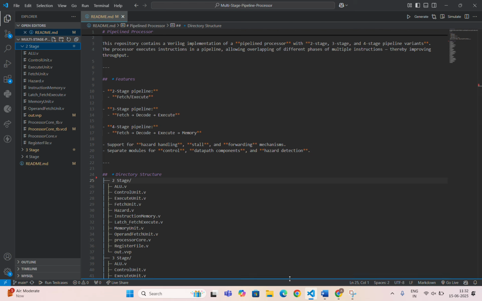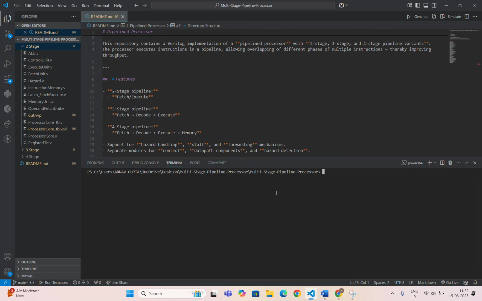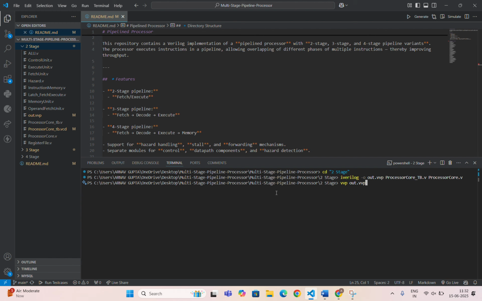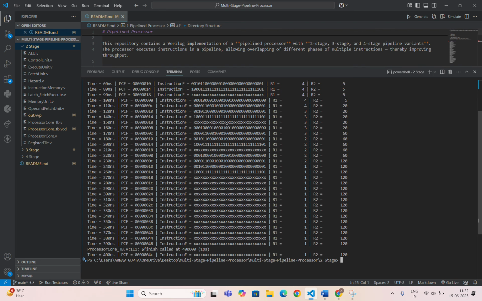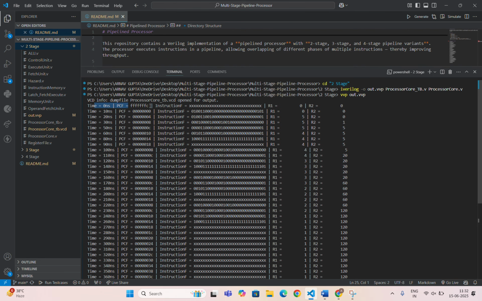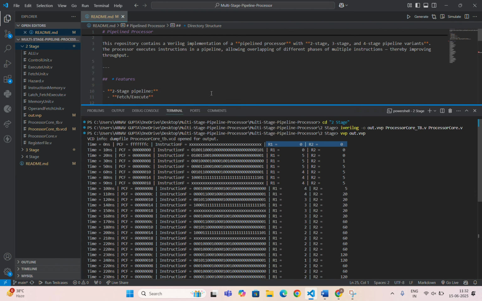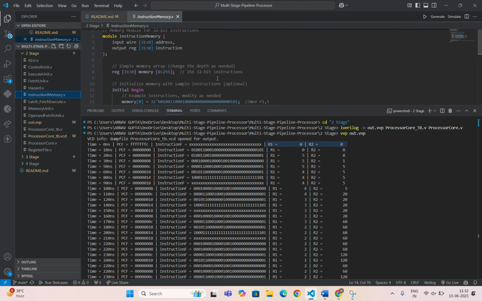So we'll open the terminal. As you can see, at t equals 0 nanoseconds, instruction fetch has nothing. The registers R1 and R2 are initialized to the value 0. Now I would like to simultaneously open the instruction memory.